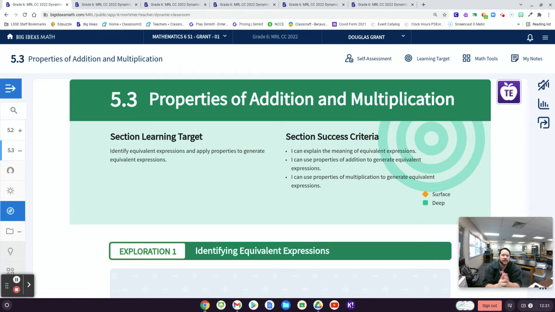Well, ahoy mateys, we're jumping into 5.3, which is the properties of addition and multiplication. You'll want to take notes. Definitely take notes. Most of this is stuff you've learned, but you haven't learned the names for these things necessarily, which is why notes are so important, because you're probably going to forget what associative, commutative, and all those properties are. So take notes.